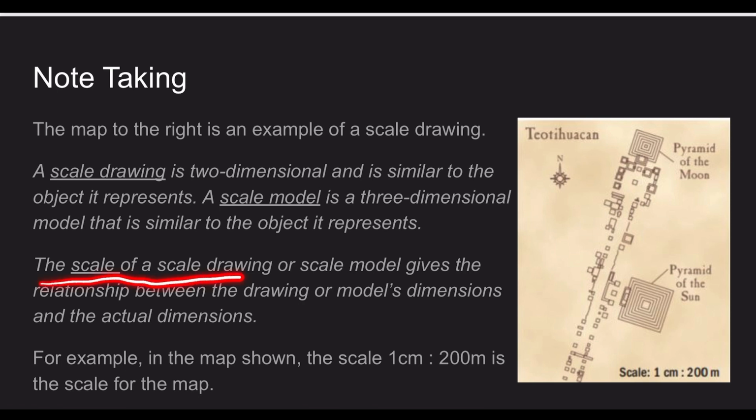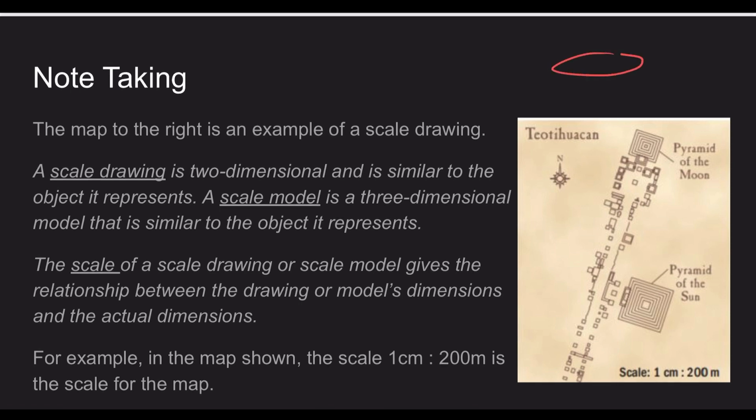The scale of a scale drawing or scale model gives the relationship between the drawing or model's dimensions and the actual dimensions. So for instance, the scale of this map is 1 centimeter, it says right here, 1 centimeter to 200 meters. What that's saying is on the map, if you go 1 centimeter on the map, you're really going 200 meters in real life. Or let's say we have the toy car example.